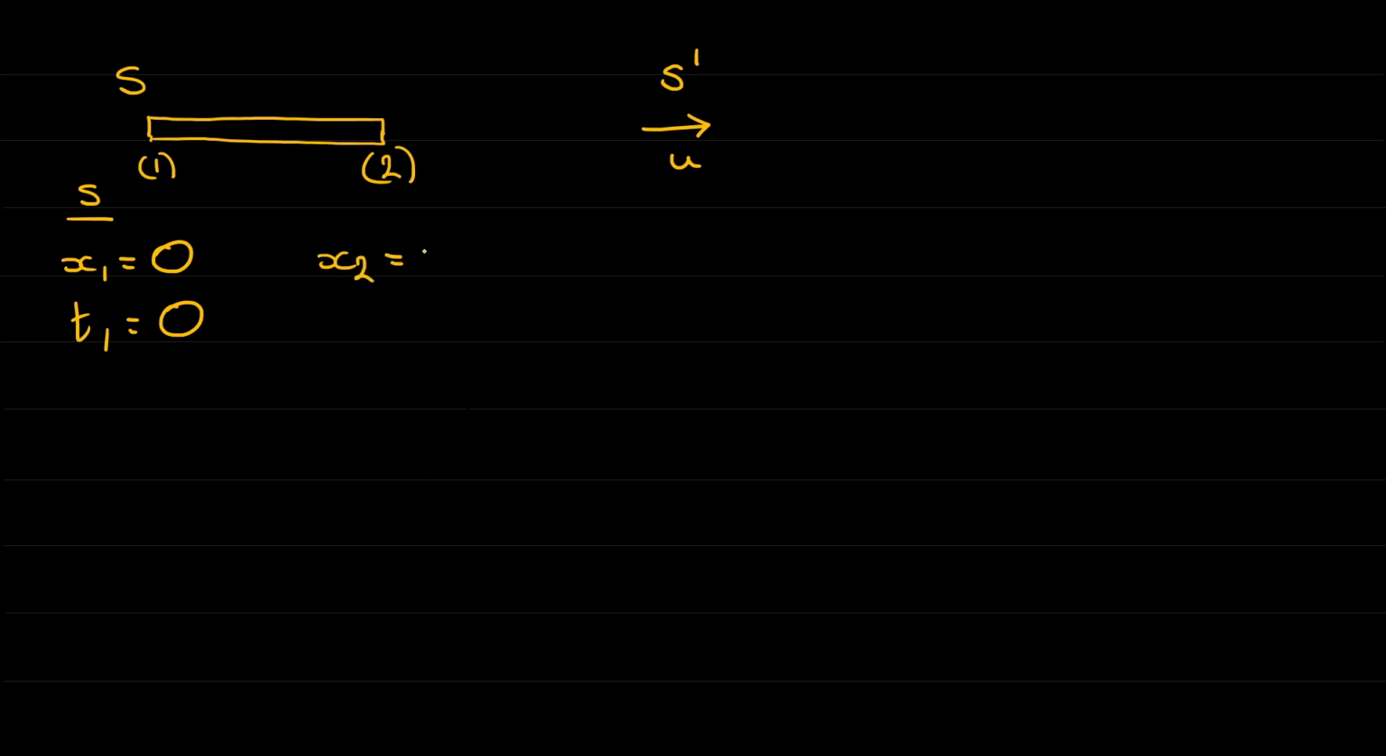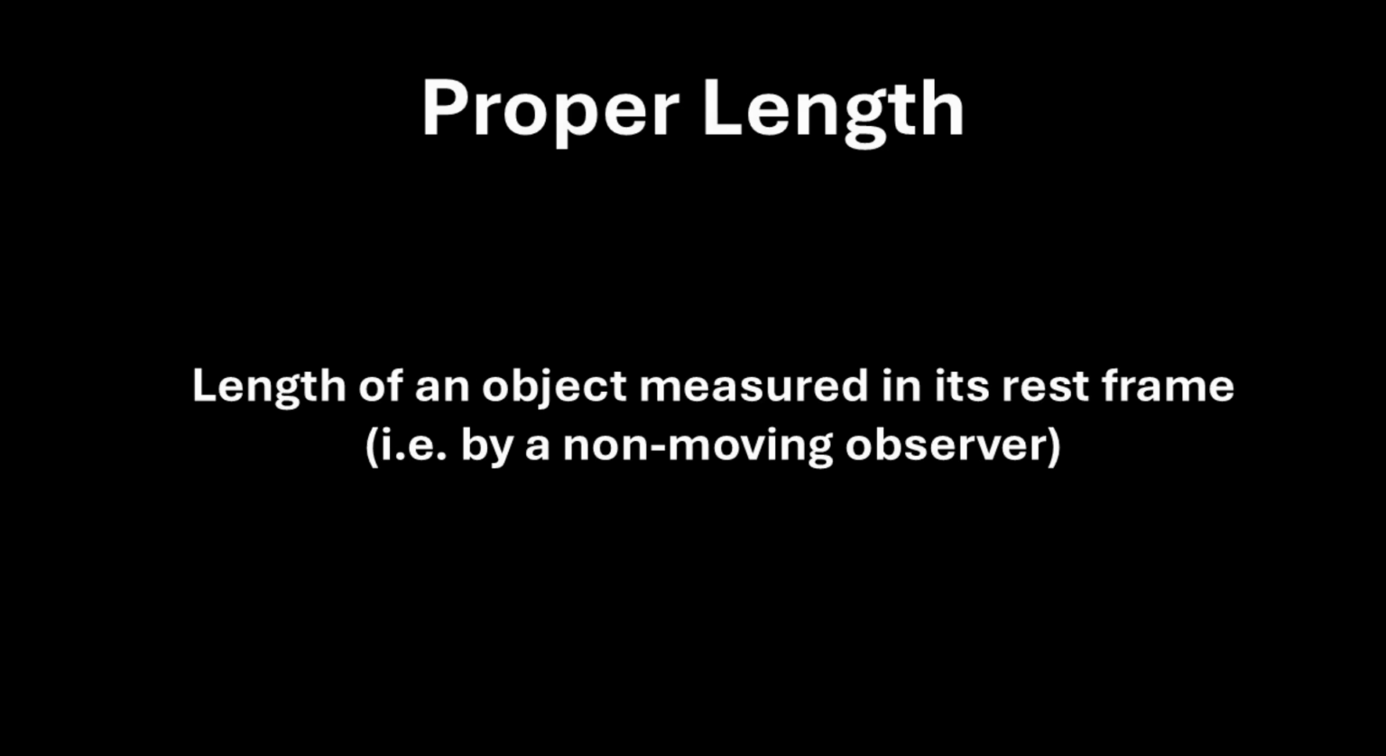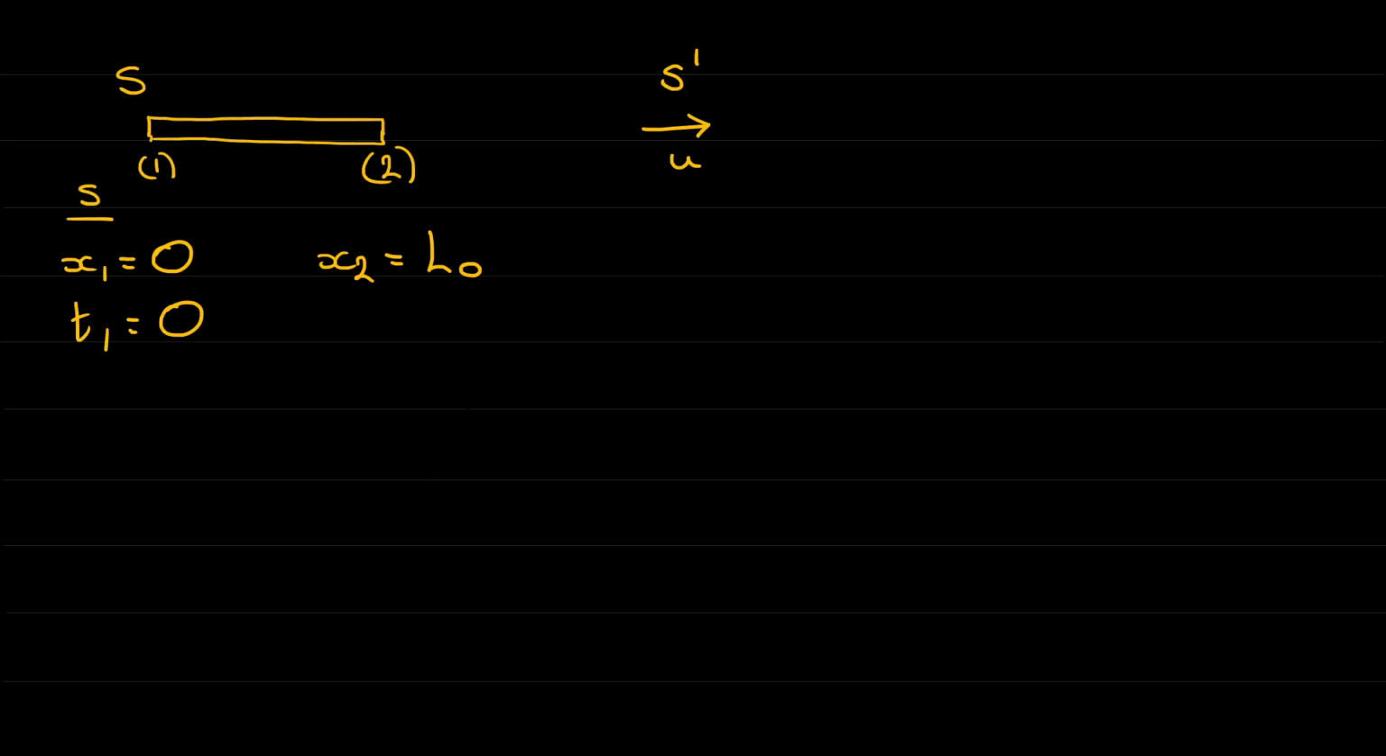The position of the other end of the rod, let's call that end 2, that is going to be the length of the rod as measured by S. I'm going to call that length L0. We're going to call this the proper length of the rod. So this is the length of the rod measured in its rest frame, the frame where it's not moving. And we don't care when we make the measurement of the other end of the rod's position. It's not moving, so it's always going to be at the same place.